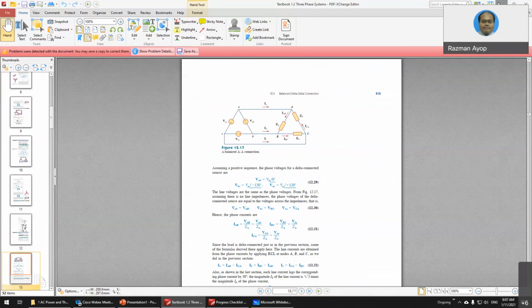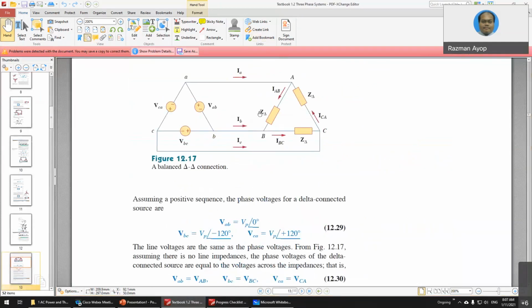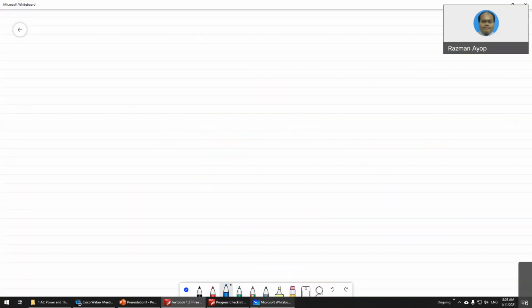So I will show you how to draw the balance delta-delta connection. The drawing is something like this, but you need to know how to draw everything. Let me take out the pen first. When you want to draw delta-delta, sometimes they use delta-delta, sometimes they use the symbol.